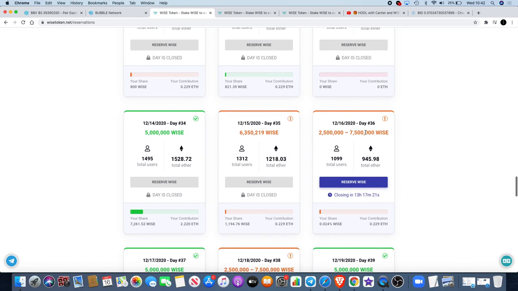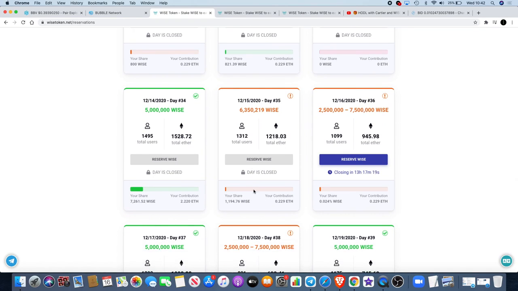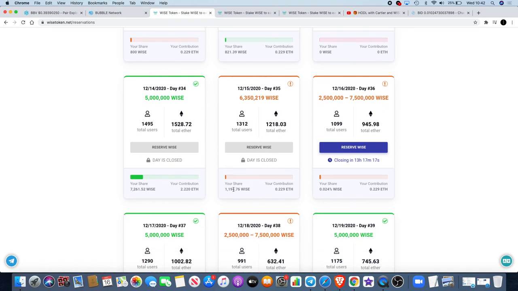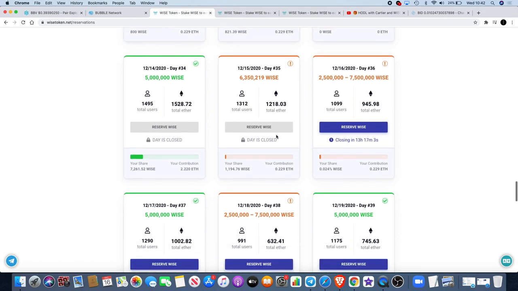Now, one thing that I haven't actually checked is how much I got paid out in yesterday's pool. 1,194 Wise, and it paid. So that one paid off. There was more than 5 million Wise in there. That got paid out in the day 35 pool. 6.3 million Wise in excess of that. So that's great.